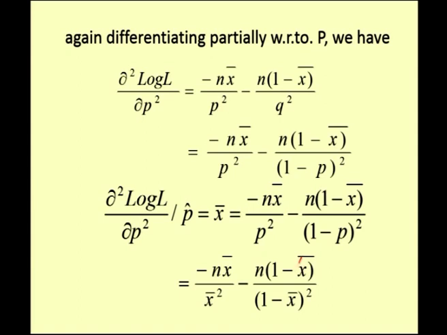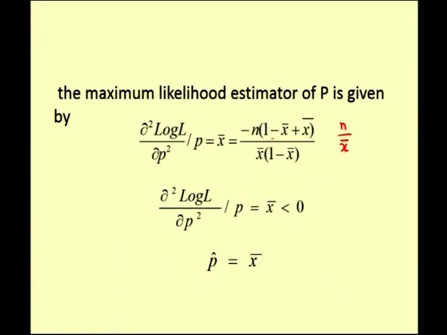Here if you see that this and this term get cancelled out, this and this term get cancelled out, leaving out minus n by x bar. Here it is n by 1 minus x bar. Now take the LCM. When you take the LCM, minus n into 1 minus x bar, here it becomes minus n x bar. So, take n common outside. You will get 1 minus x bar plus x bar, and x bar gets cancelled out, leaving out minus n by x bar into 1 minus x bar.